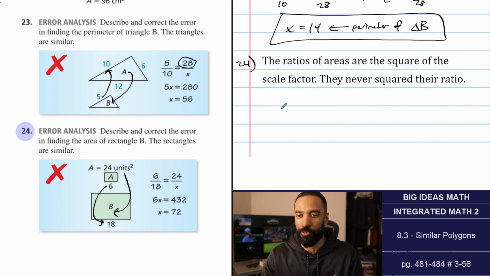So let's go ahead and fix that. 6 over 18 is 24 over x is not quite there. We have to square 6 over 18.